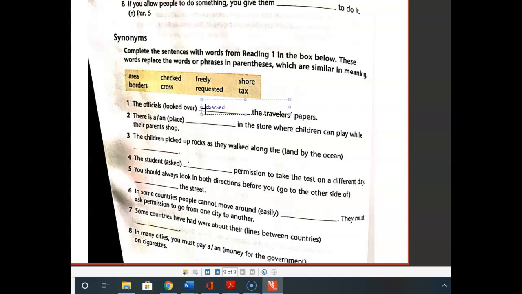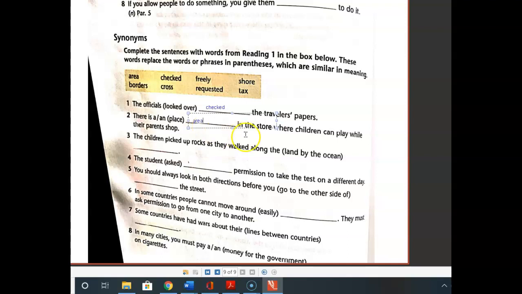Number 2, there is a or an place in the store where children can play while their parents shop. Which word has a similar meaning to place? Could it be borders? Borders is a place, but it doesn't make sense to be in a store. Probably area. Area is the best because it is more general. Area means more like a general place.